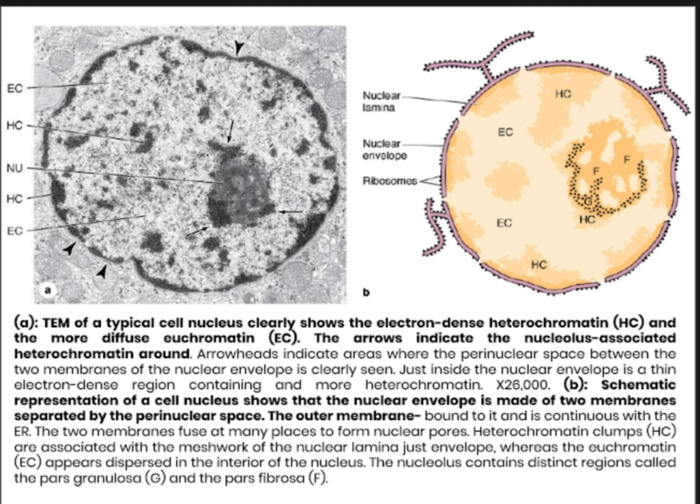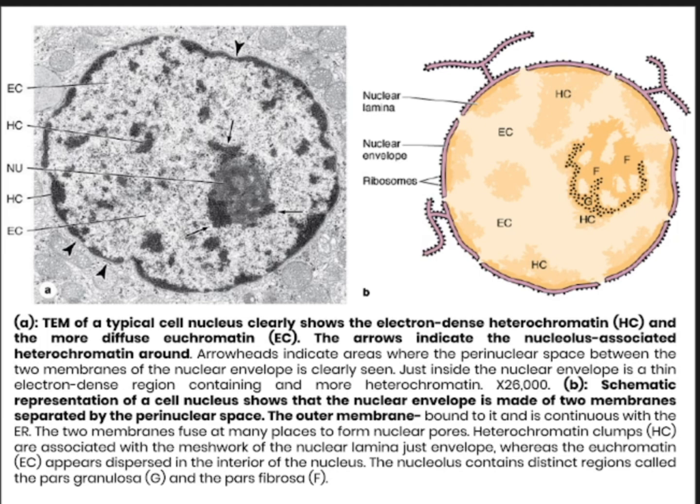And then we also have the nuclear envelope. The arrow points to the nuclear envelope, which surrounds the nucleus and has a space between its two layers, visible as a thin line. The next one is letter B. This is a schematic representation of the cell nucleus, which shows the nuclear envelope is made of two membranes separated by the perinuclear space.